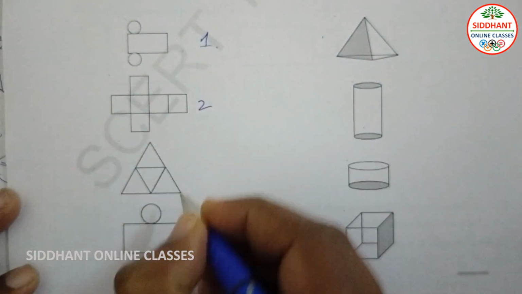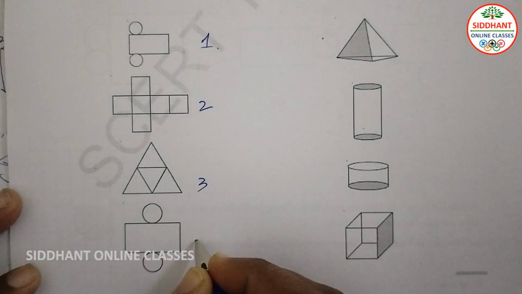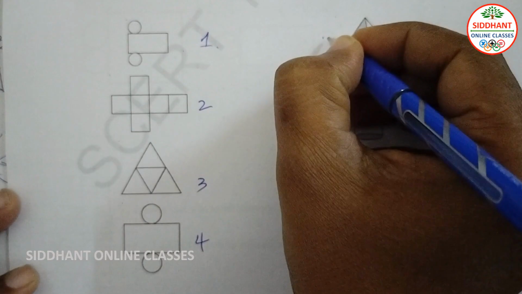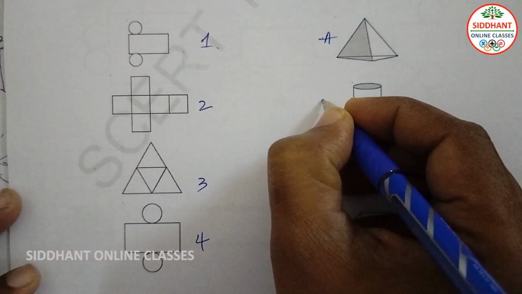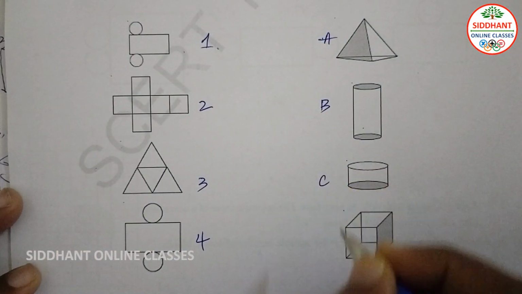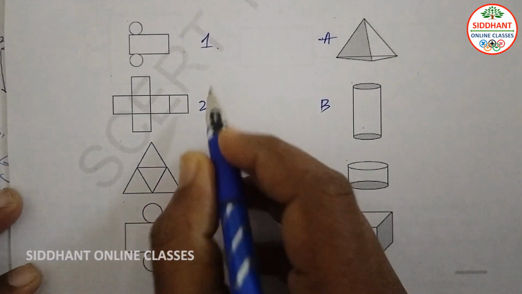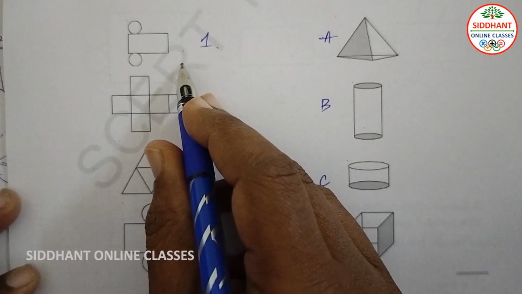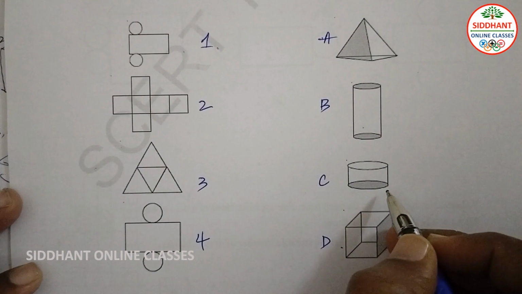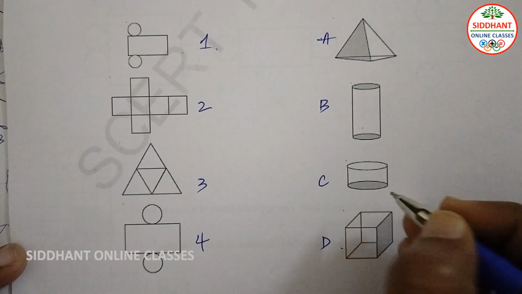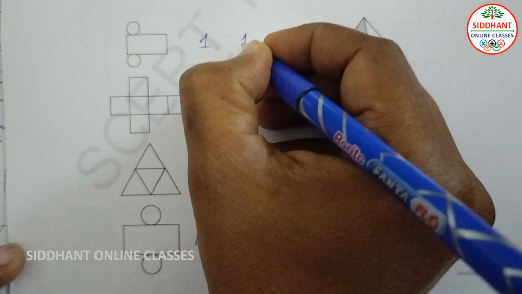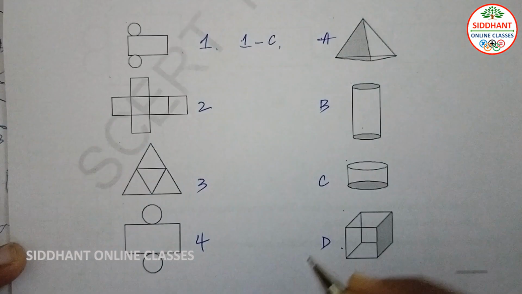Suppose this is 1, this is 2, this is 3, this is 4, and this is A, this is B, this is C, and this is D. And when you see the first figure, it is matching with C here. So here 1 is matching with C.